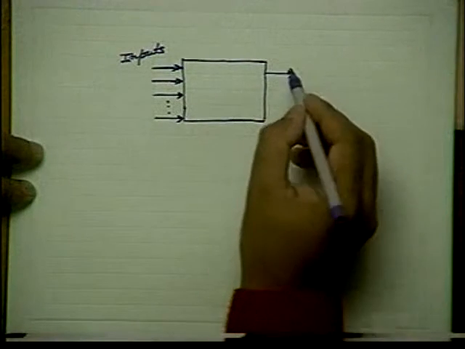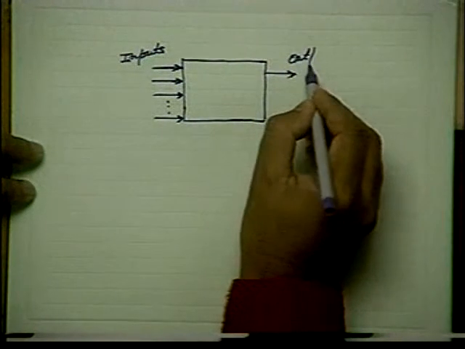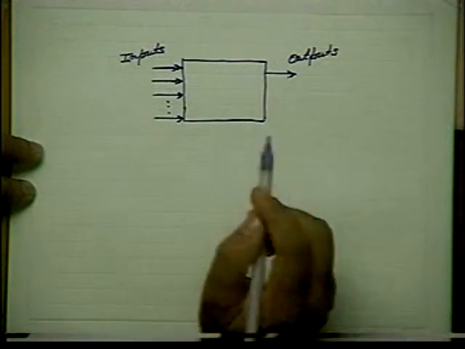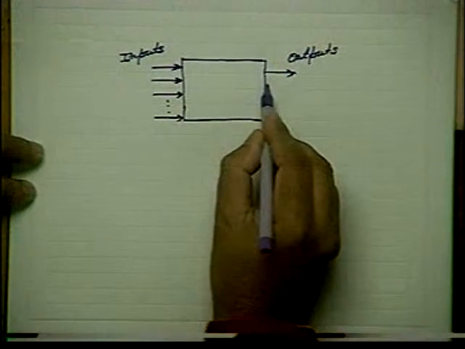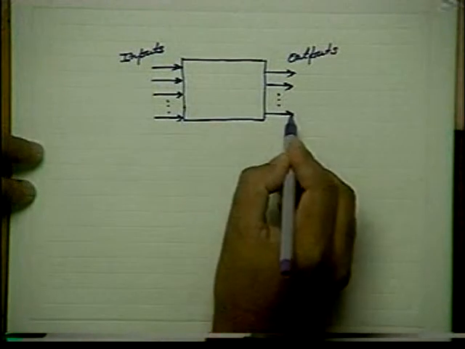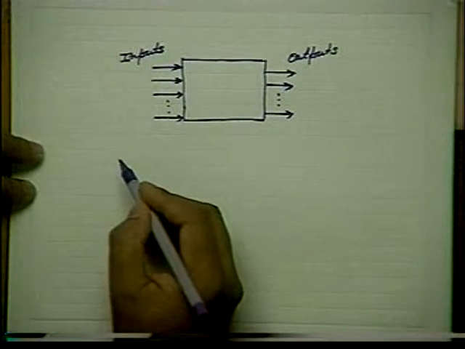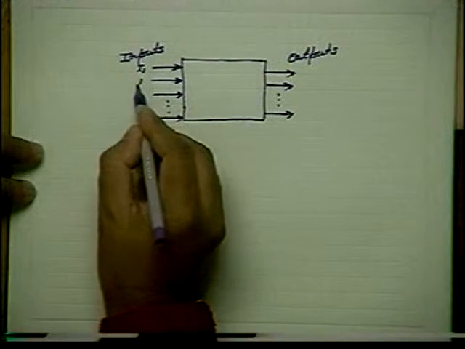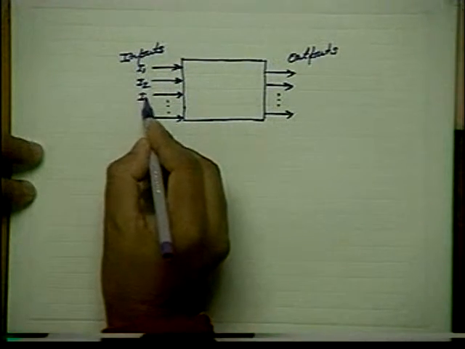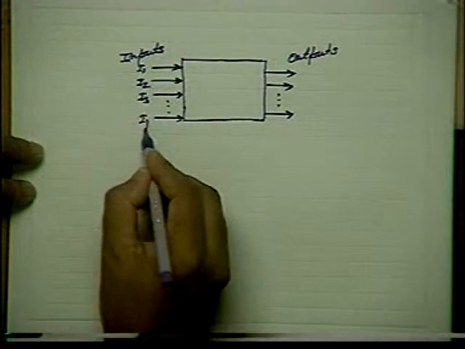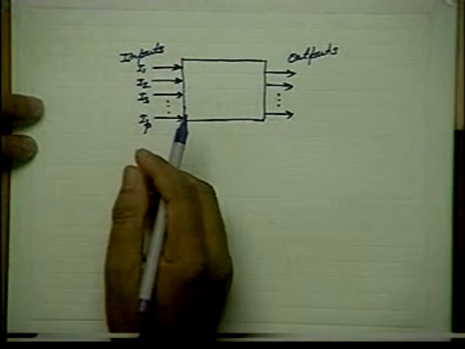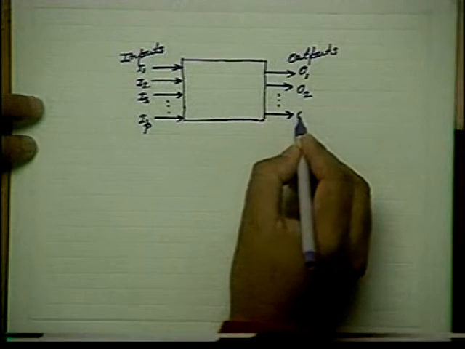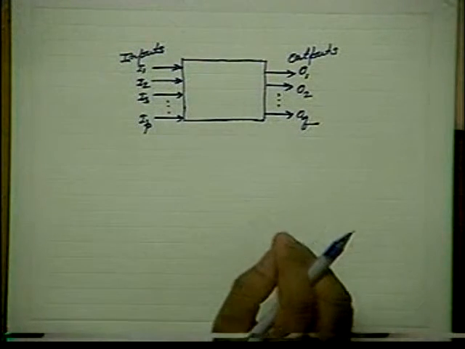It can have outputs. It can have, say, a single output, or it can have several outputs also. Let's see the number of inputs: I1, I2, I3 to IP, the P number of inputs. And let the outputs be O1, O2, OQ, so Q number of outputs.